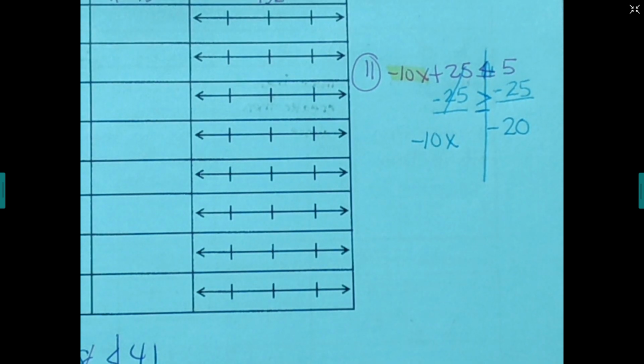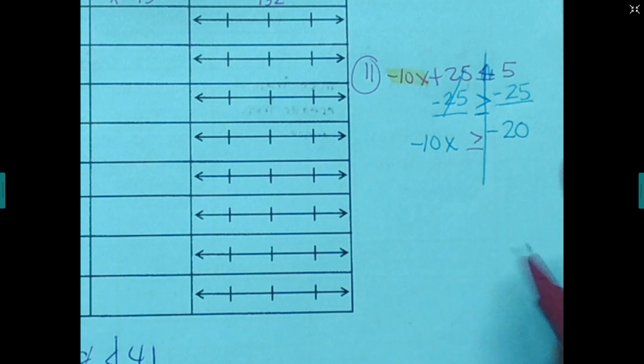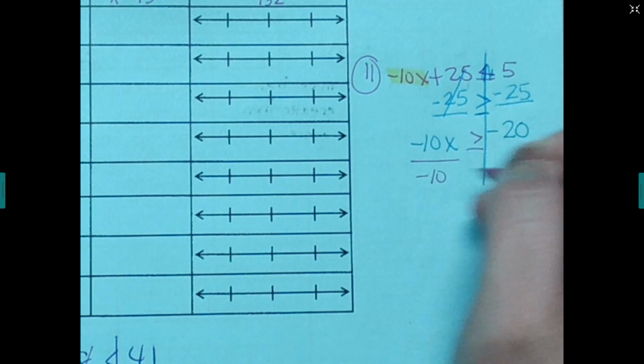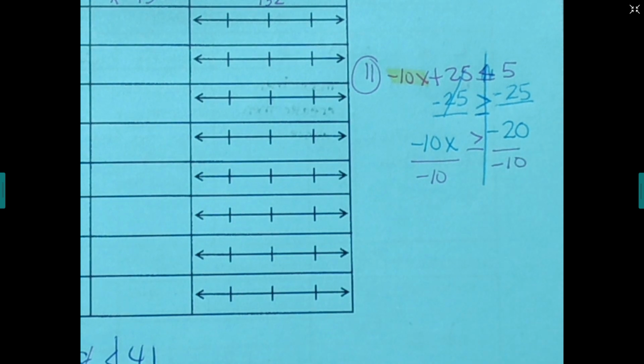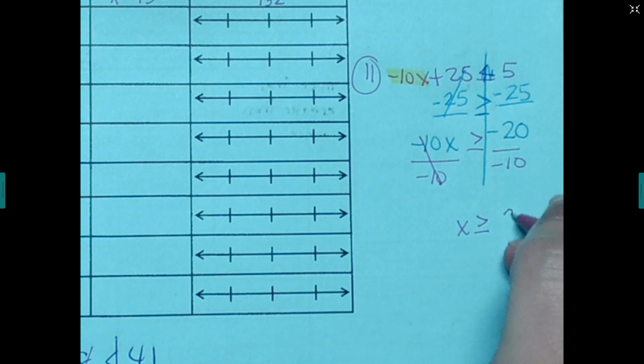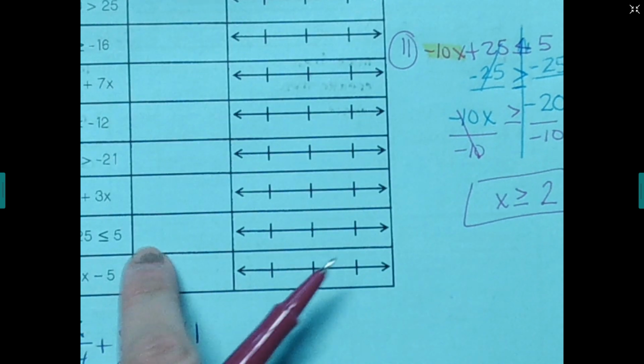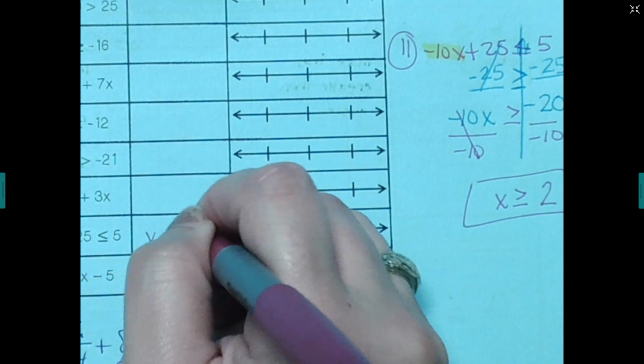Okay. And then my sign is still going to be the same. But now negative 10 is being multiplied with x. The opposite, the inverse, is to divide by negative 10. Remember, the minus sign is not in front of the x, so it's not a subtraction problem. Cancel out. X is less than or equal to 2. Sorry, not less than, X is greater than or equal to 2. Do one step at a time. So over here, 11. X is greater than or equal to 2.